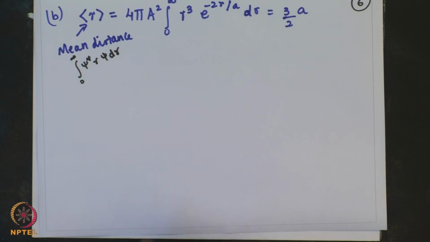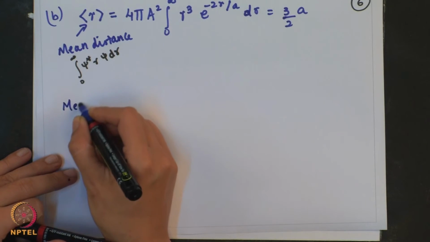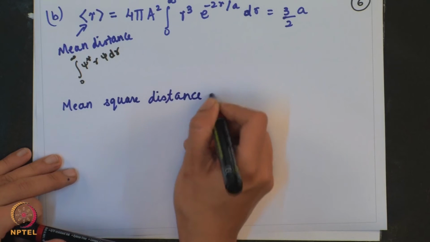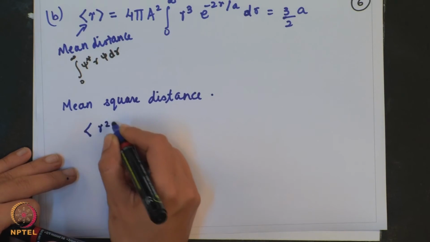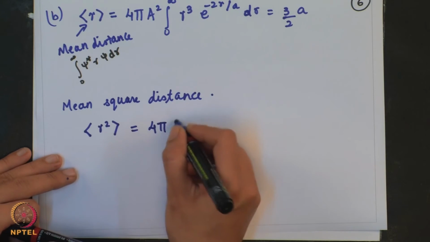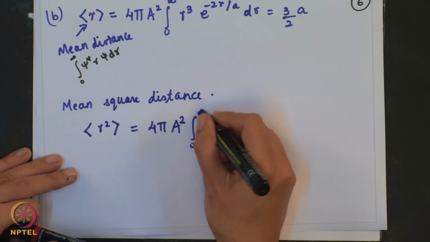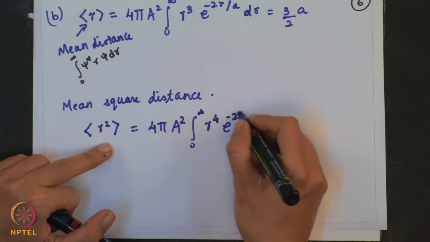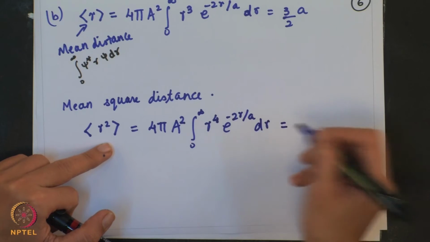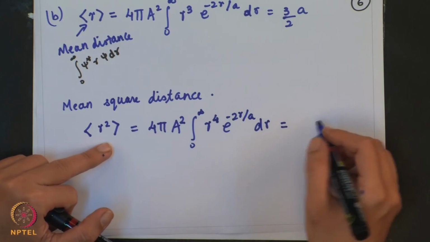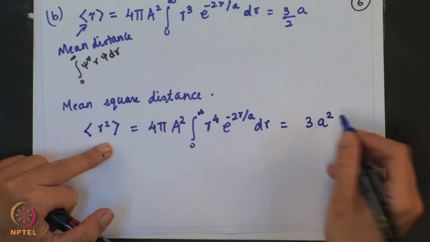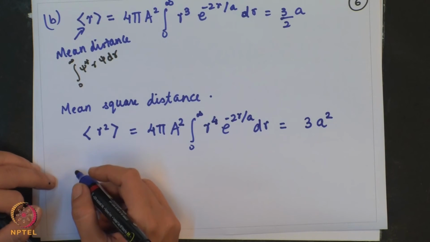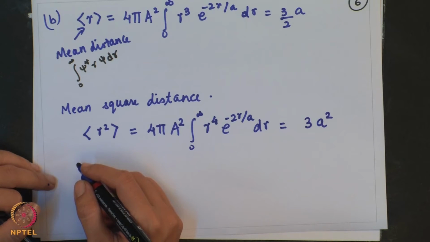Okay. The next part is the mean square distance. This also you can evaluate. Mean square distance will be r square, that is 4 pi a square, 0 to infinity. Now, you have an r square, so this becomes r raised to 4 e raised to minus 2r upon a. Again you will use the gamma function and get the result for this. So, this comes out to be 3 a square. Okay. Mean square distance comes out to be 3 a square.